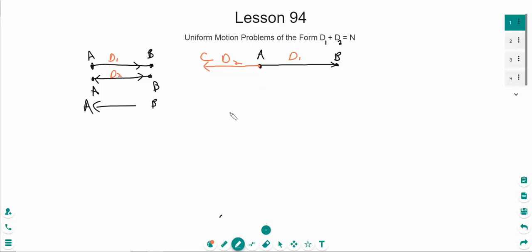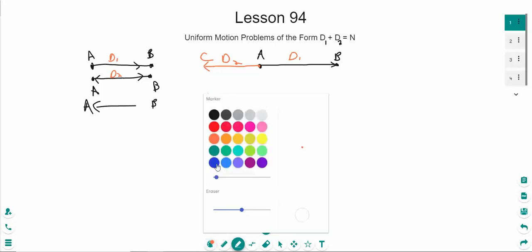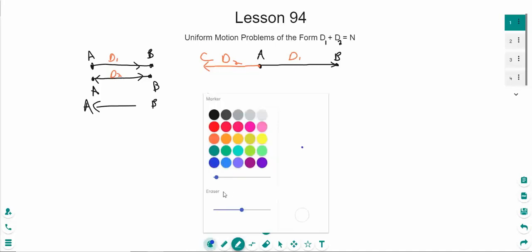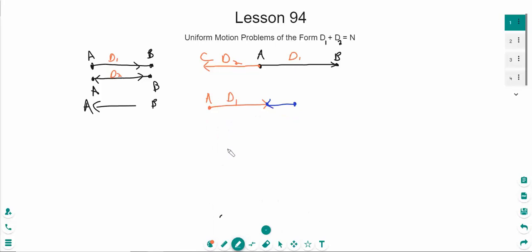The other possibility might be that we have something starting at point A and going this direction. Okay, and then we might have something else starting at point B, maybe here, and going this direction. And the point we're interested in is where they meet in the middle right here. And again, clearly, this orange distance doesn't have to be equal to the blue distance. They could be different distances. So that's kind of the scenarios we'll be looking at today. Other than that, it's very similar to the other problems that we've been working on.